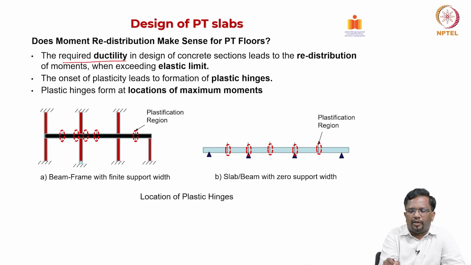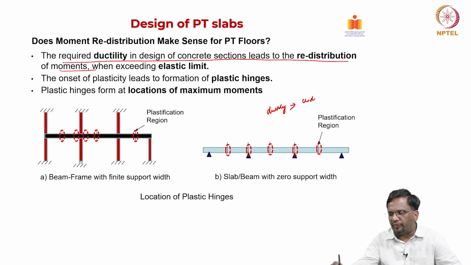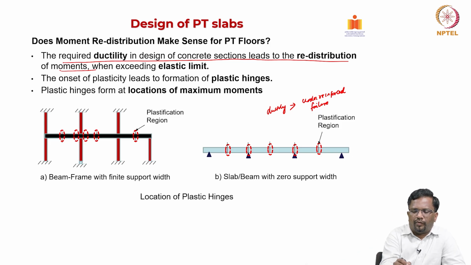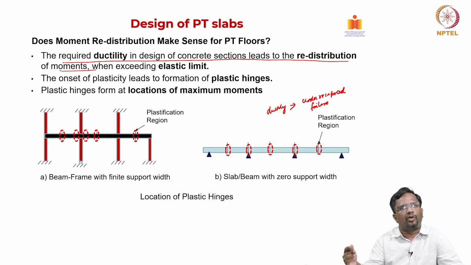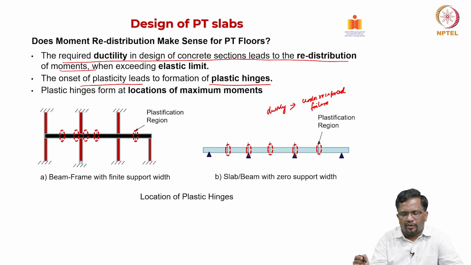The required ductility in the design of a concrete section leads to redistribution of the moment. So, the ductility will come from the under reinforced failure mode. So, what is the meaning of under reinforced failure? Again, steel has to yield before concrete reaches its failure strength, right. So, when the section is behaving in a tension controlled or under reinforced mode, the onset of plasticity will lead to formation of plastic hinges, and usually plastic hinges will form at the locations of the maximum moment.